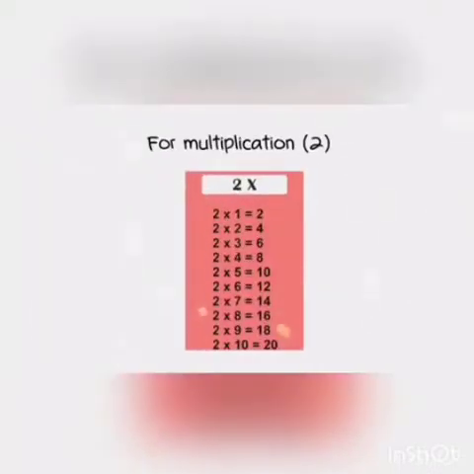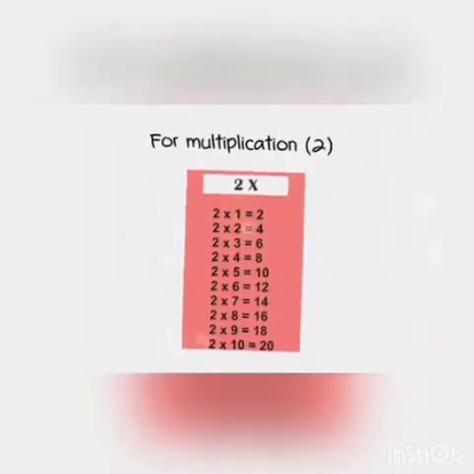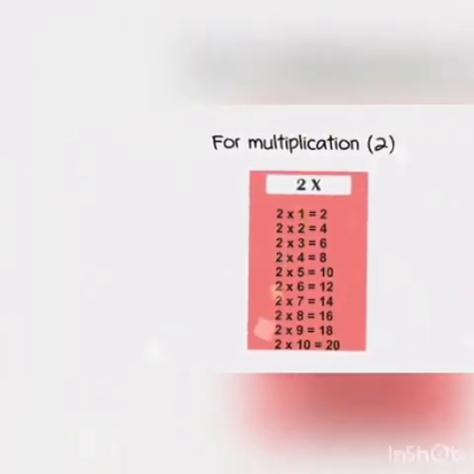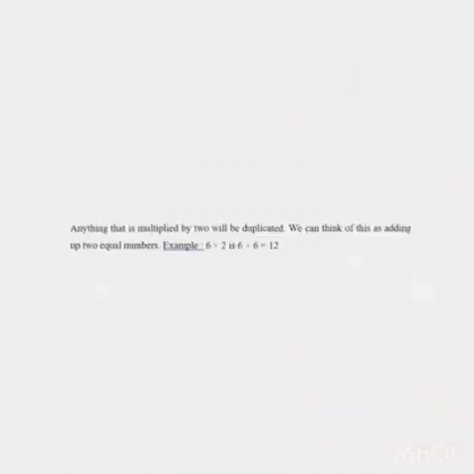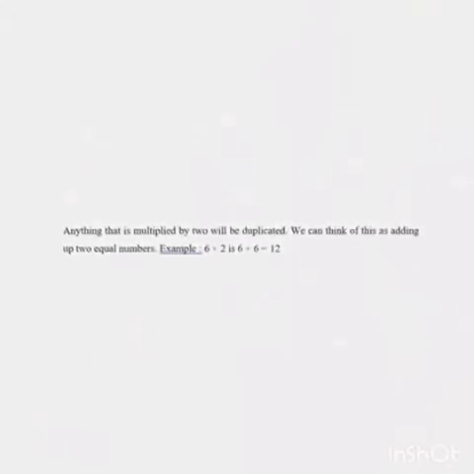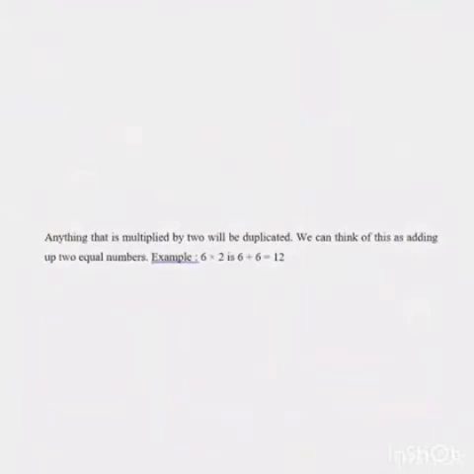This is the table for multiplication 2. For multiplication 2, anything that is multiplied by 2 will be doubled. We can think of this as adding two equal numbers. Example, 6 times 2 is 6 plus 6 is 12.